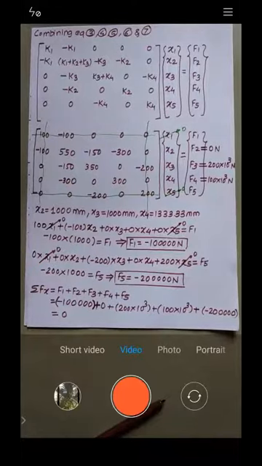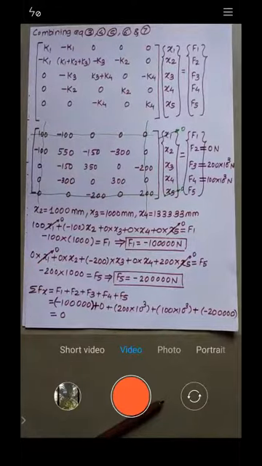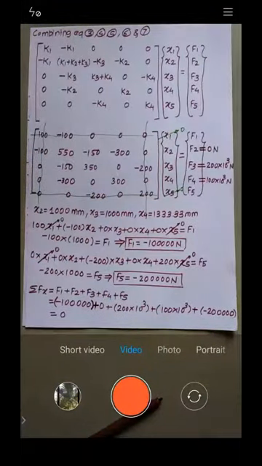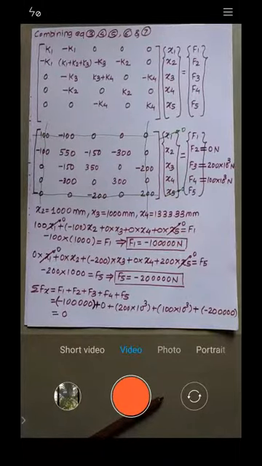In the next lecture, we will take up dynamic analysis. That means we will be dealing with the free axial vibration of the rod and the free transverse vibration of the beam. So today we are going to stop here, and in the next lecture we'll be starting with the dynamic analysis.